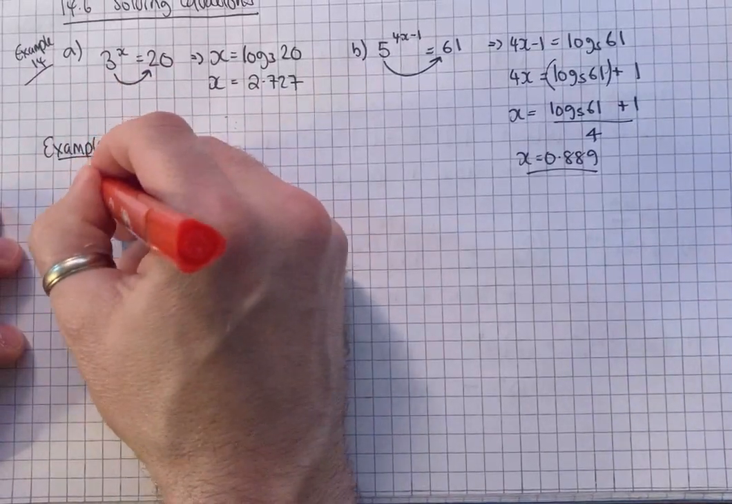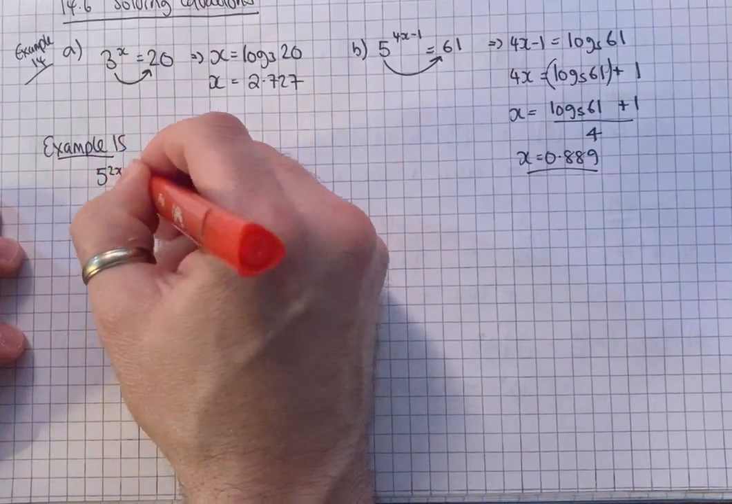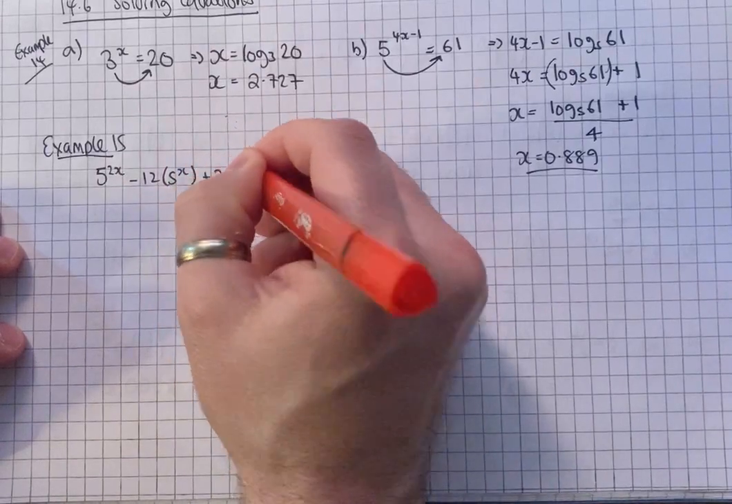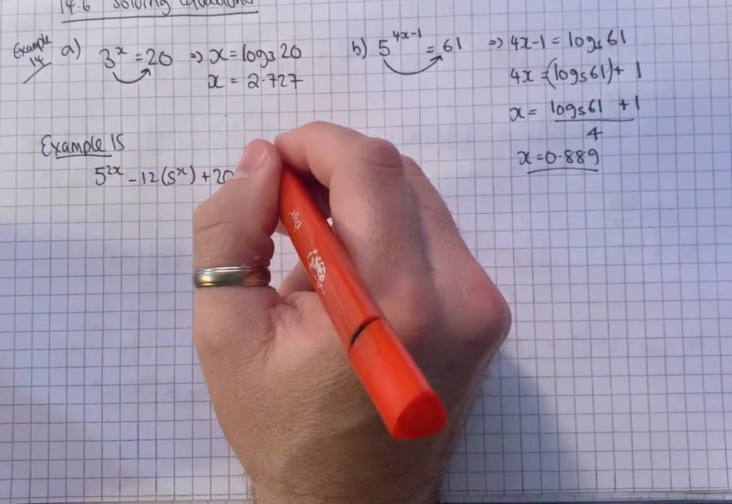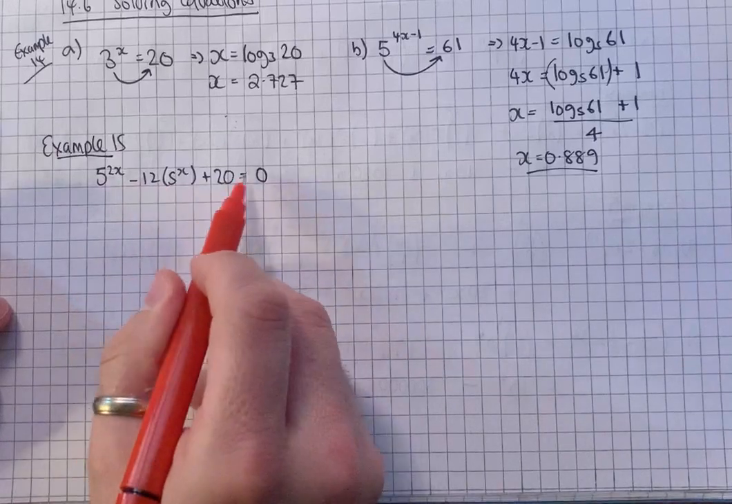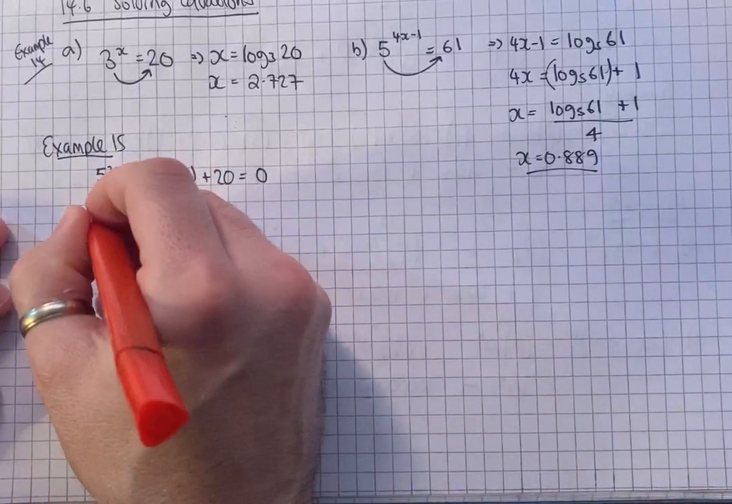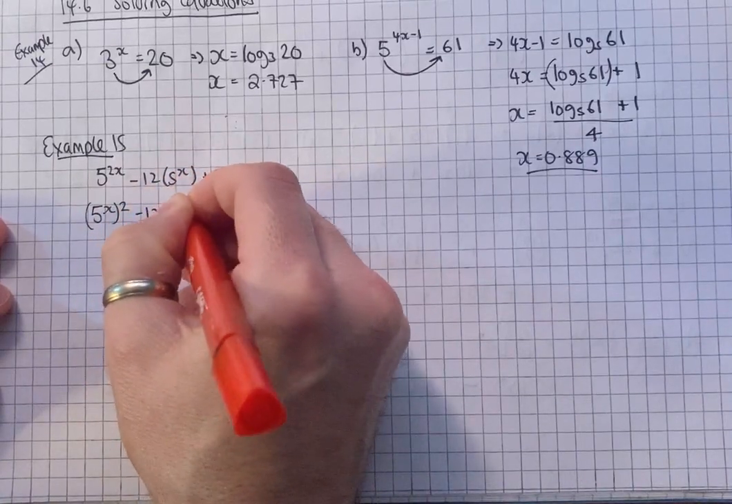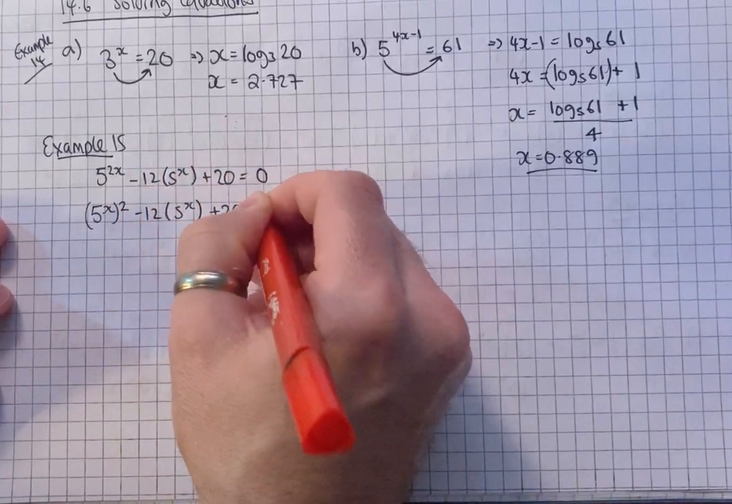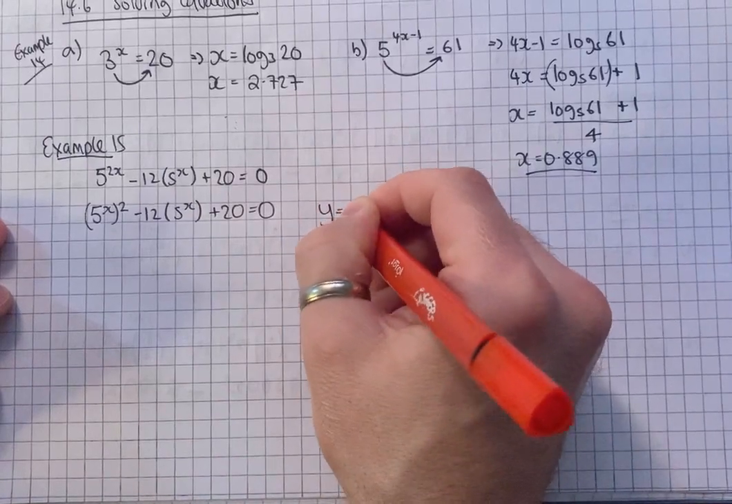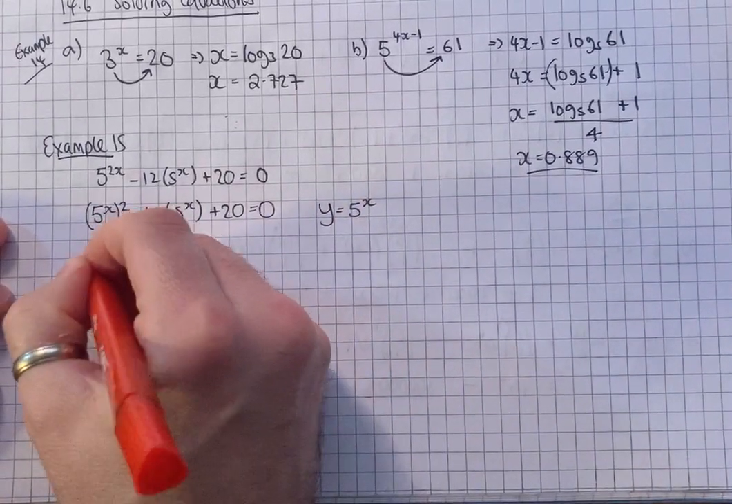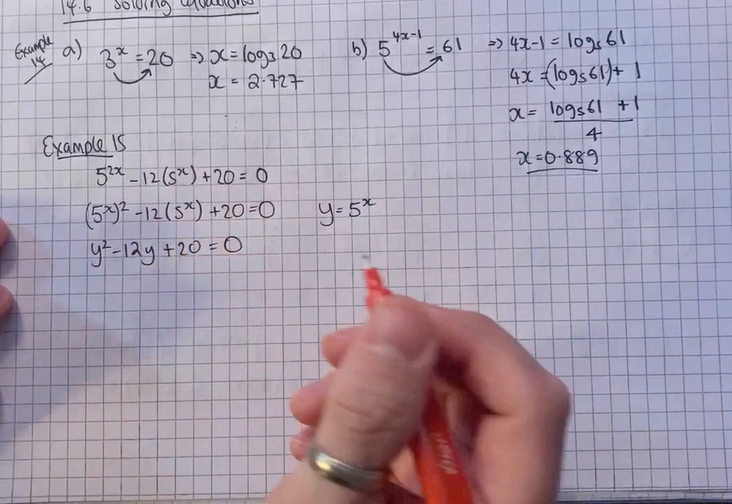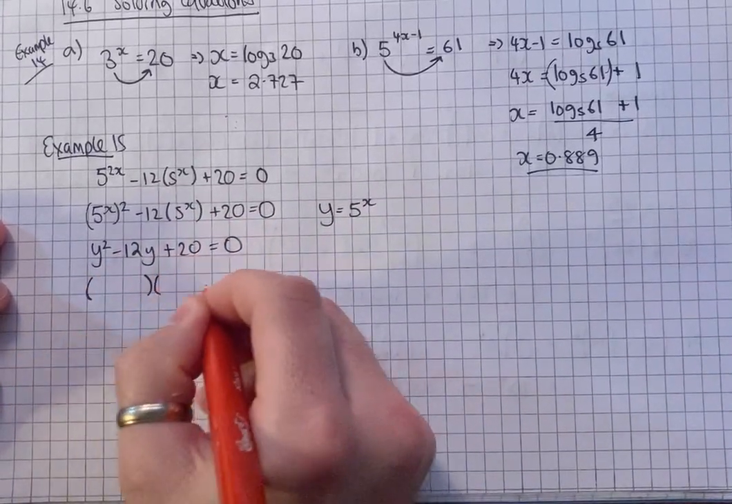We're given 5 to the power of 2x minus 12 brackets 5 to the power of x plus 20 equals 0. Now it kind of looks like a quadratic equation. If I rewrite it like this, it makes it more obvious that it is a quadratic equation. So I'm going to swap 5 to the power of x for y. So I've got y squared minus 12y plus 20 equals 0. You'd expect it to factorise.